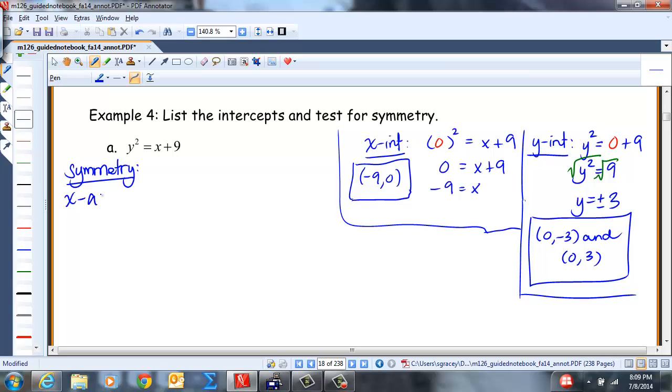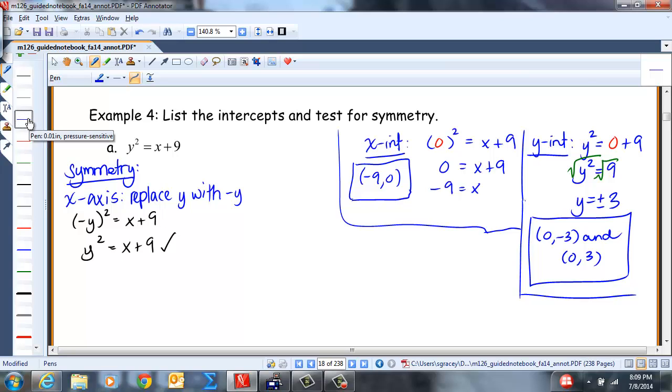The x-axis. Remember, with the x-axis, you replace y with negative y and see if you get the same thing. I'll do them in a different color. So, negative y squared equals x plus 9. Well, the negative goes away in the square since it's in the parentheses, equals x plus 9. And do you see that works? That's the original.